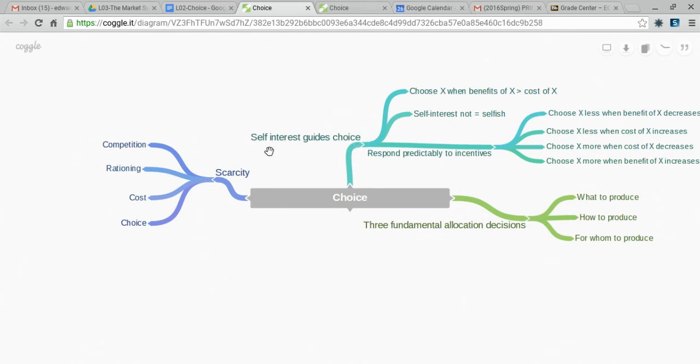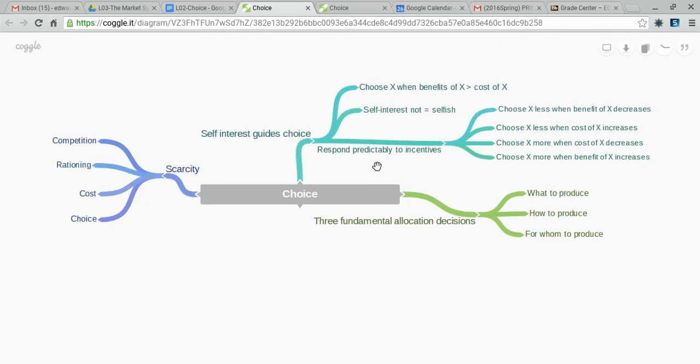This assumption of self-interest has a very important implication. It implies that people respond predictably to incentives. In particular, it implies that people will choose X less when the benefit of X decreases. They'll choose X less when the cost of X increases. They'll choose X more when the cost of X decreases. And they'll choose X more when the benefit of X increases.